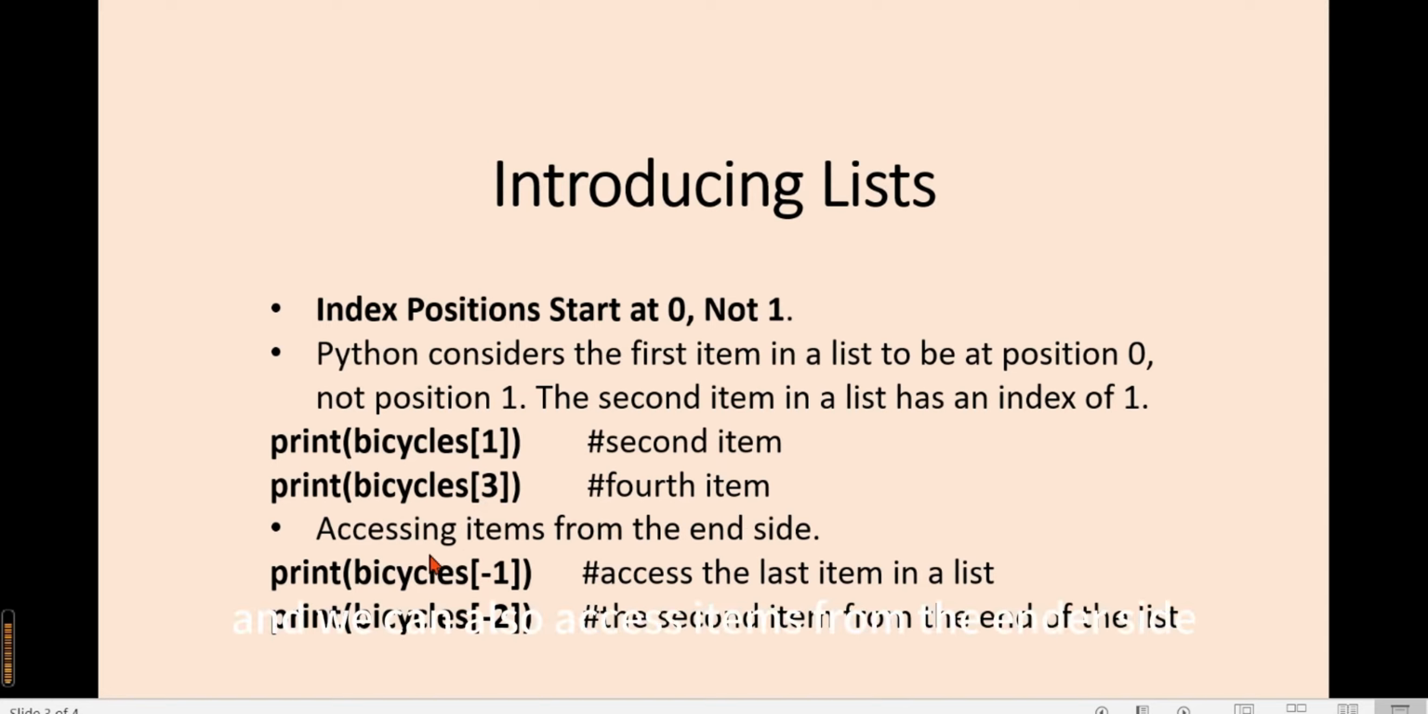And we can also access items from the end side. So print bicycles[-1] will get the last item of this list. And print bicycles[-2] will get the second item from the end of the list.